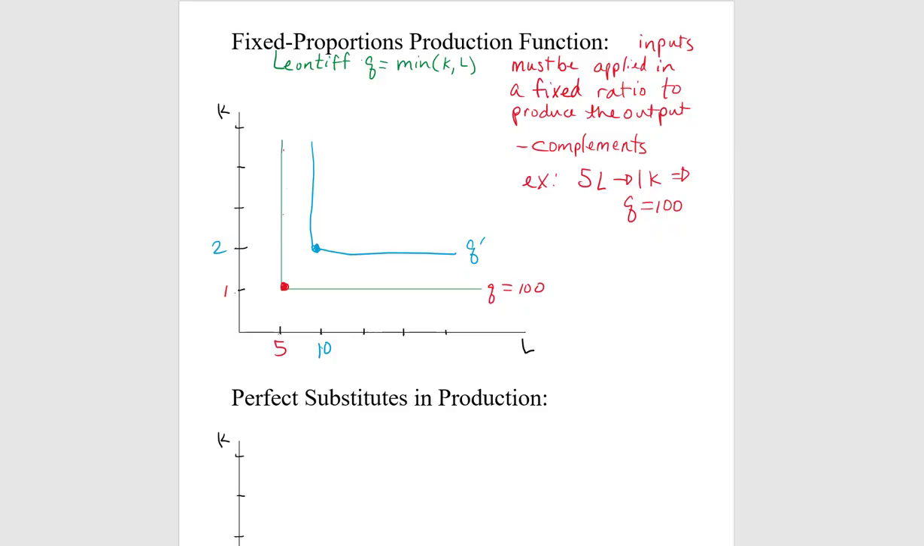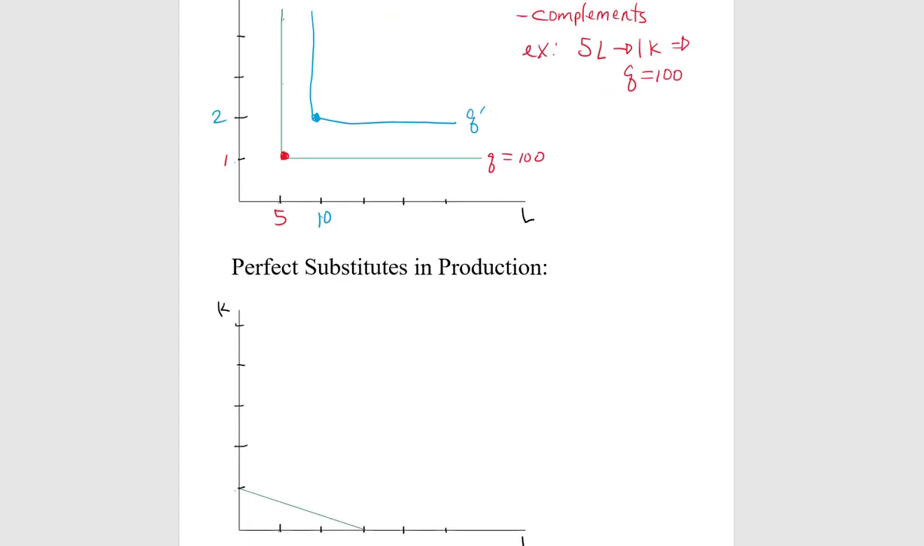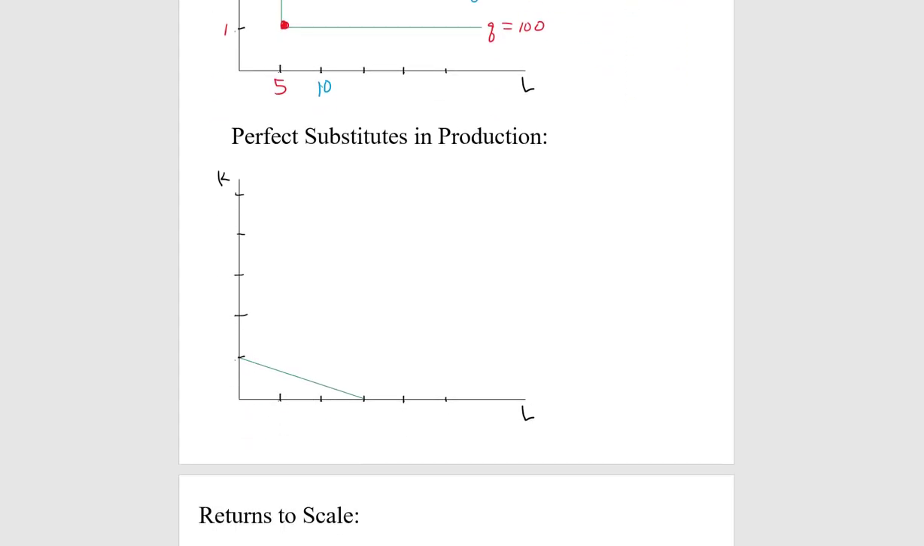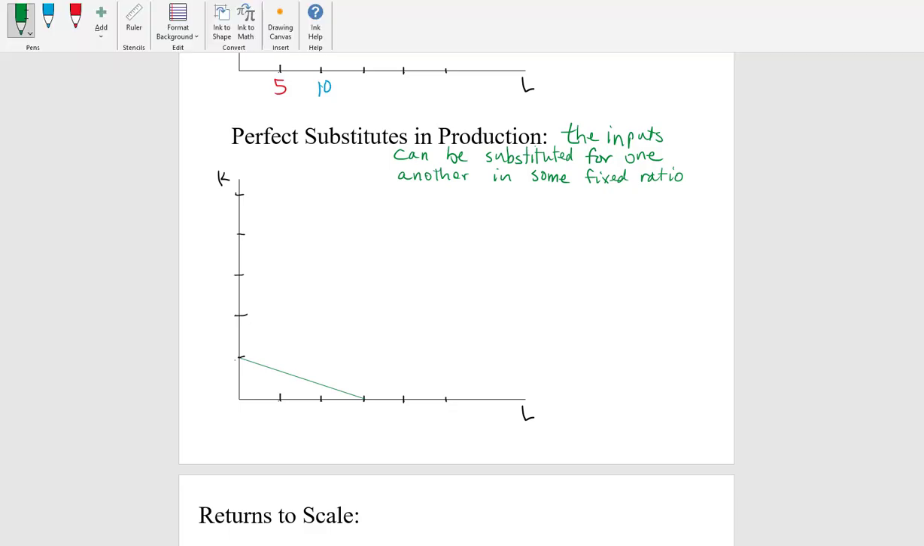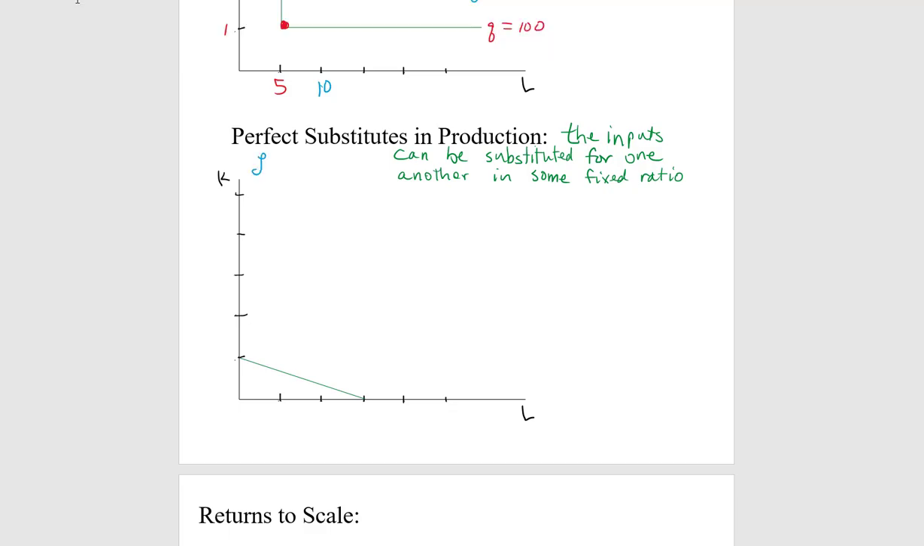The second production function I wanted to show you that was not like our Cobb-Douglas is perfect substitutes in production. This is the case where the inputs can be substituted for one another in some fixed ratio in that production function. This is the example where the book called this linear. And let's look at an example here.